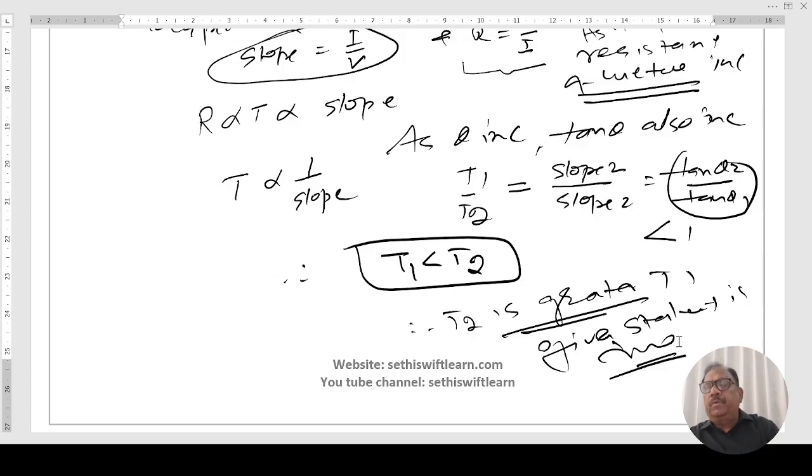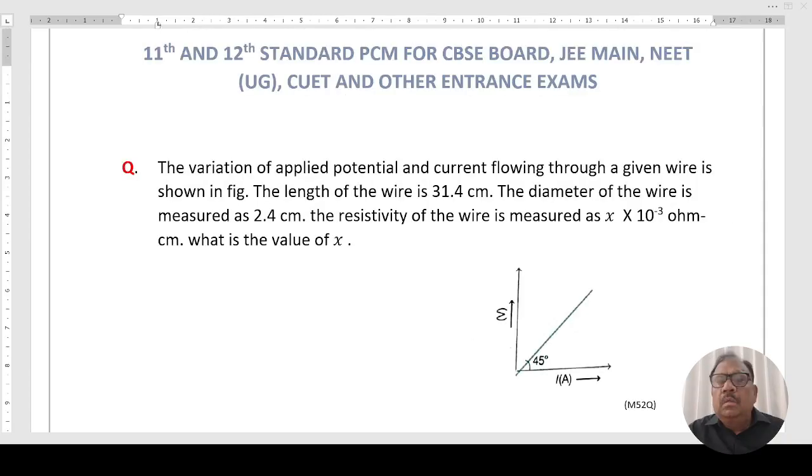Right? Next question. Question is, the variation of applied potential and current flowing through the given wire is shown in the figure. The length of the wire is 31.4 centimeter. The diameter of the wire is measured as 2.4 centimeter. The resistivity of the wire is measured to be x into 10 to the power minus 3 ohm centimeter. We have to find the value of x.